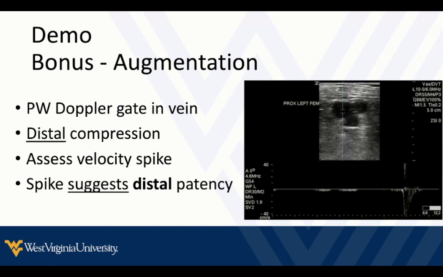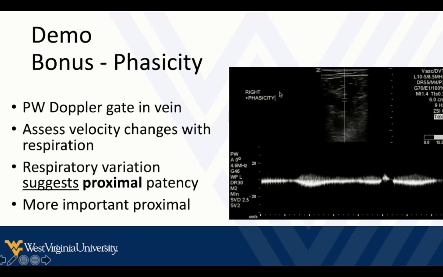If we don't see a good spike and we gave it a good squeeze over the area of the vein, then that is not definitive, but suggests a possible obstruction downstream. When we apply Doppler, squeeze and get a spike, this is called augmentation. Augmentation suggests distal patency.